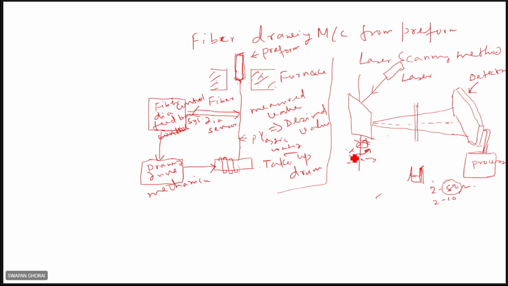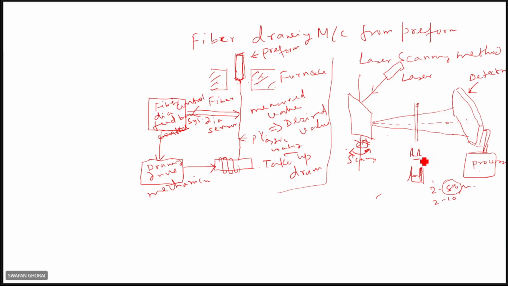This is not rotating. This is just scanning the diameters. Whenever there is no fiber, a signal is generated. But whenever fiber is placed, then at the edge you'll get two pulses. One pulse when you touch the fiber, and another when you leave it. Refractivity variation will be there, so you'll get two pulses at the detector. By measuring the time difference between these two pulses, you can measure the diameter of the fiber. This is a laser scanning method.